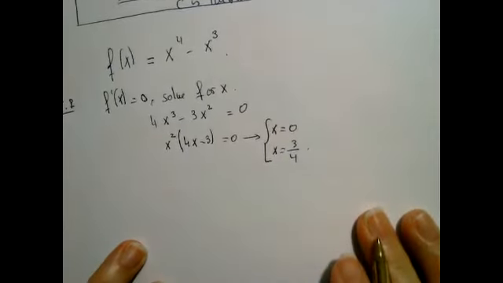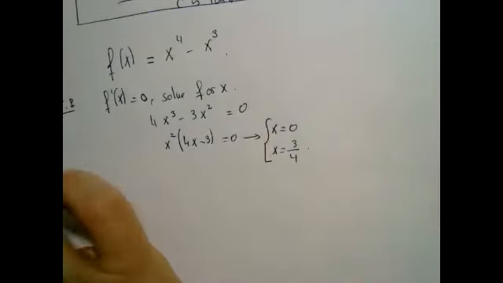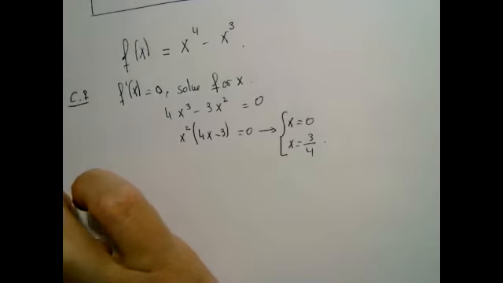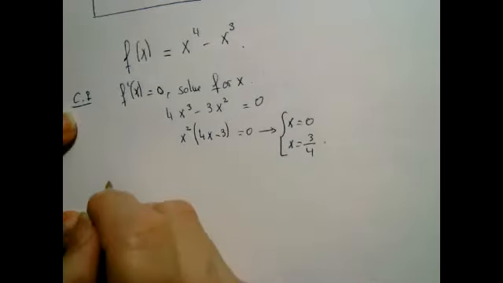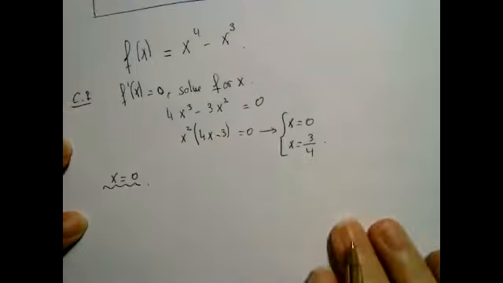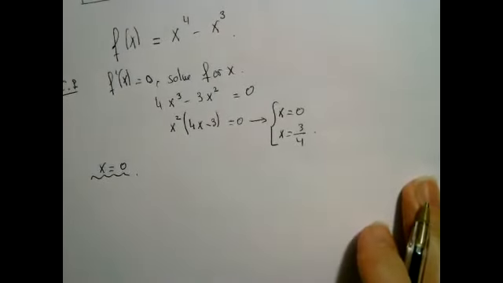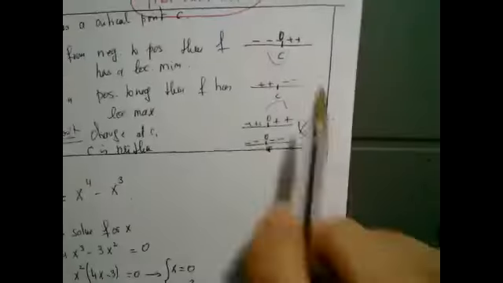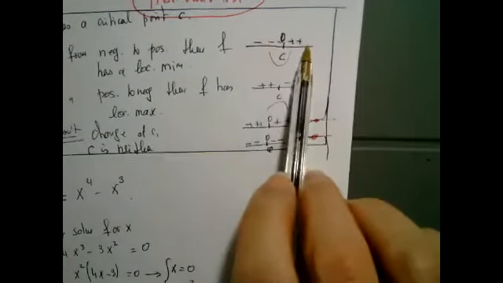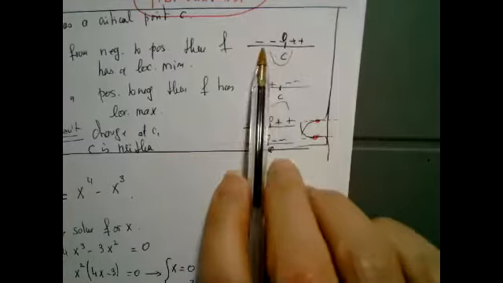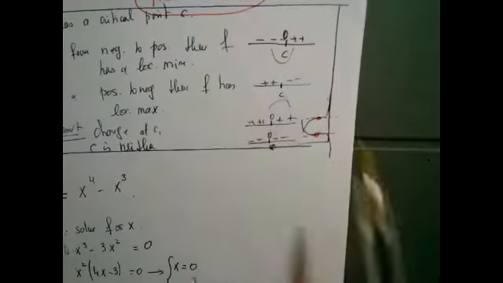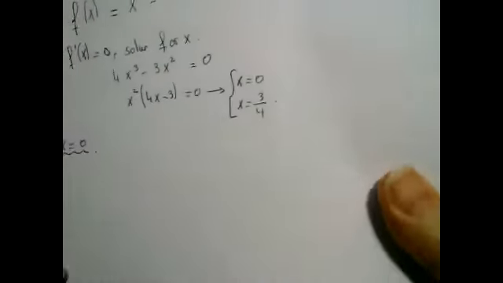Okay. Now the question is, for each critical point, use the first derivative test to decide whether the critical point is a local max or a local min. So I have to take x equal to 0 and decide if it's a local max or a local min. The idea here is that I have to decide what happened to the derivative near 0. Is it going from positive to negative, or from negative to positive? So that's really what the idea is about.